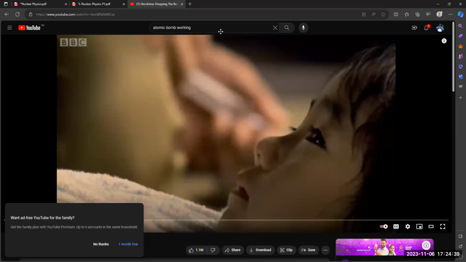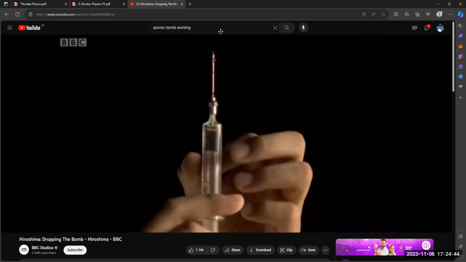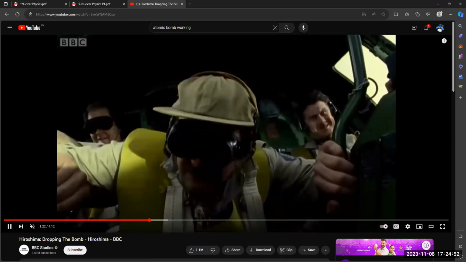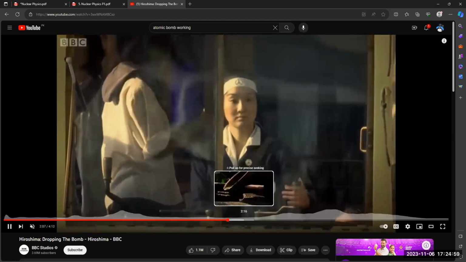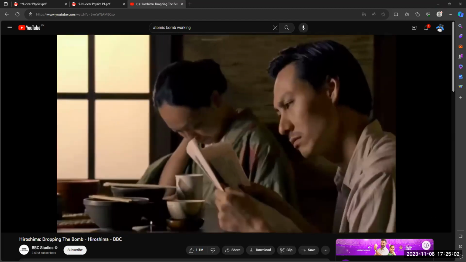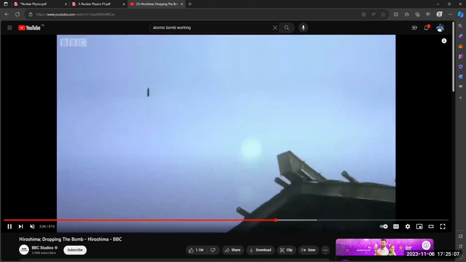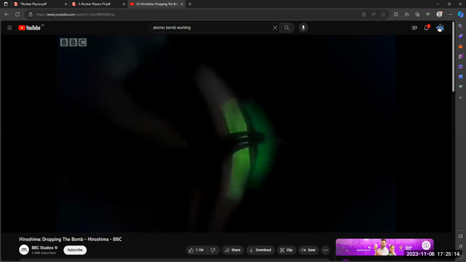Okay, so basically this is a documentary made on Japan, Hiroshima and Nagasaki, that happened due to that nuclear bomb. So if we consider the impact of that bomb and the working, now it is dropped from a certain height from the plane, right? And now you can see how the reaction takes place.